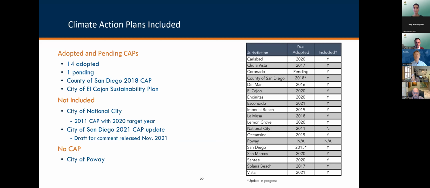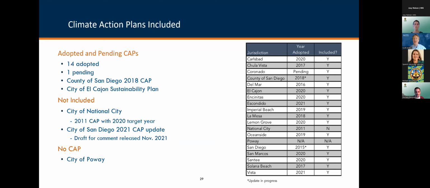Our analysis includes 17 adopted and pending caps. Pending caps are those substantially complete but not yet adopted. We include the 2018 County of San Diego Climate Action Plan and consider it as an adopted cap for purposes of our analysis. The City of National City cap is not included because it has a target year of 2020.